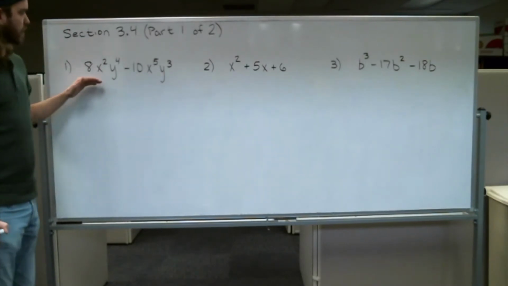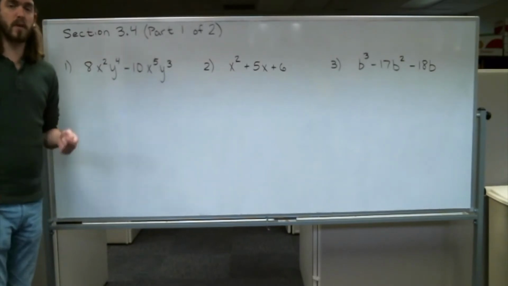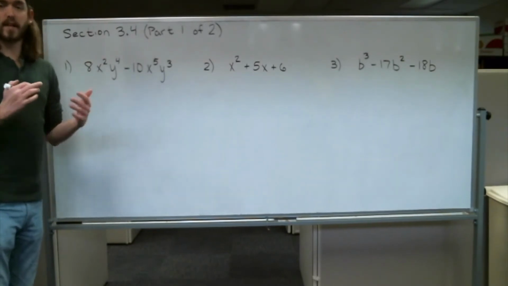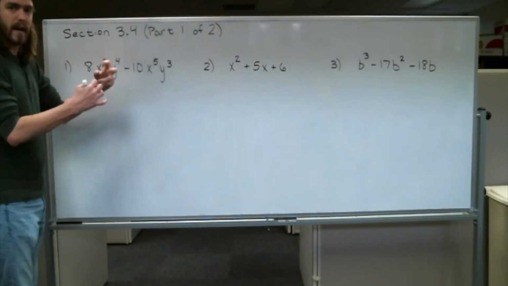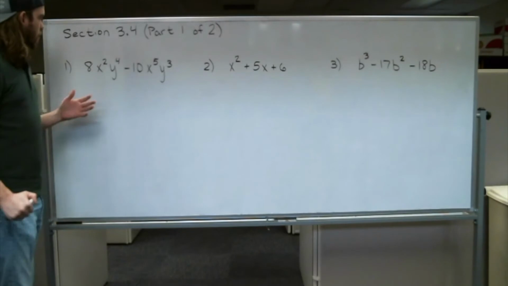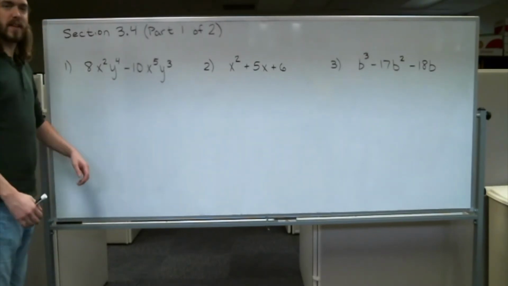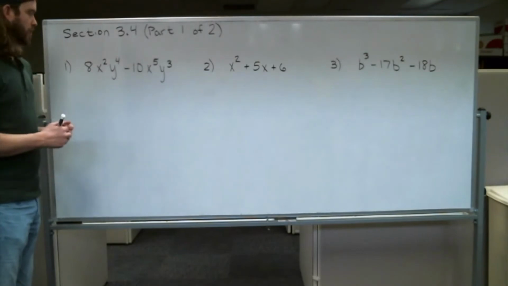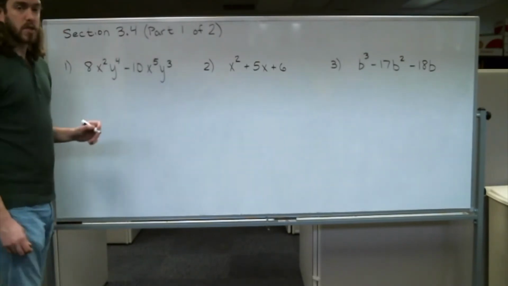So whenever we're looking at a polynomial and they want us to factor, the first thing we need to look for is a greatest common factor. So this is the biggest thing that we can pull out of every single term. If we look at 8 and negative 10, we want to find the biggest number that we can pull out of both of those. So the biggest number we can pull out of 8 and negative 10 is going to be 2. So we pull a 2 out.